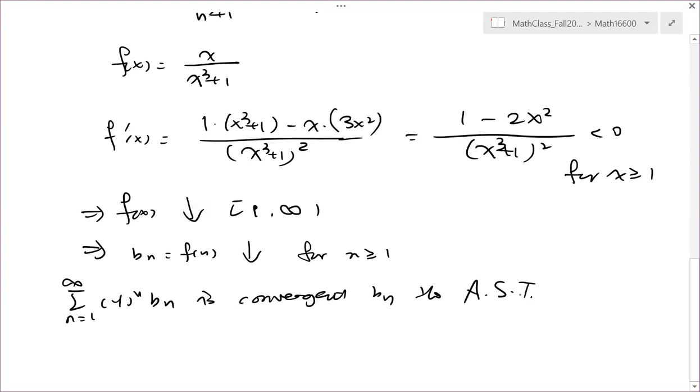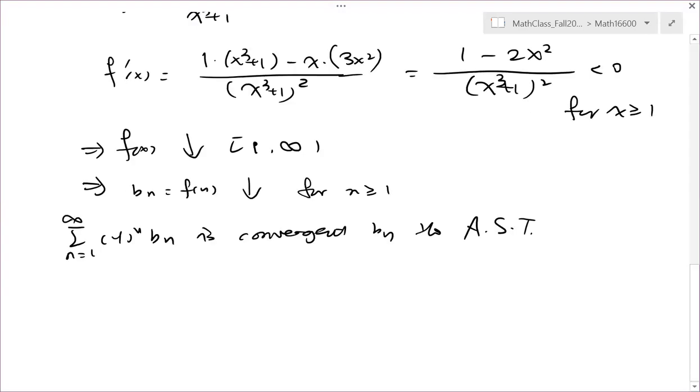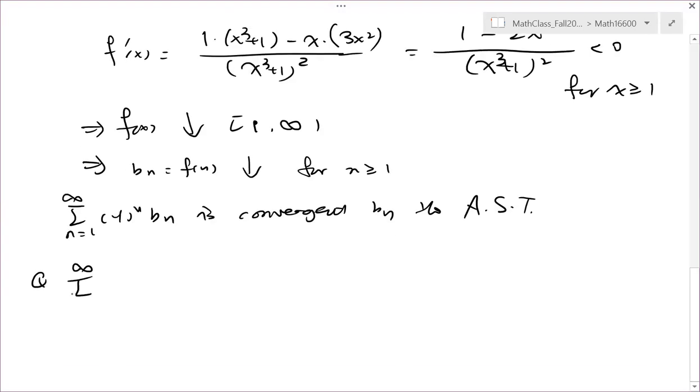You can prove the convergence using other tests, not the alternating series test. Sometimes it's more difficult to use the alternating series test. For example, like this one. I just gave you a lot of problem here. Here's n to the 2.